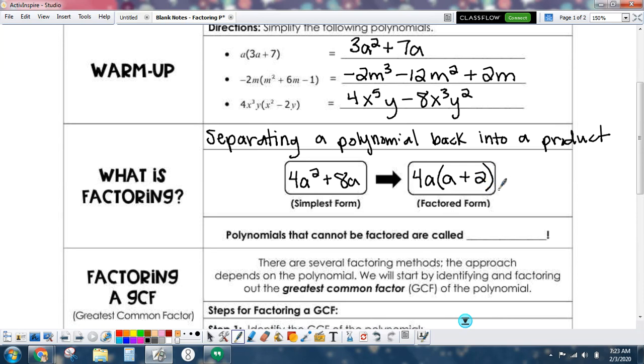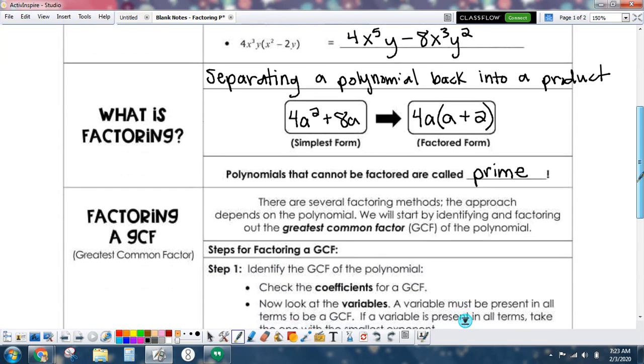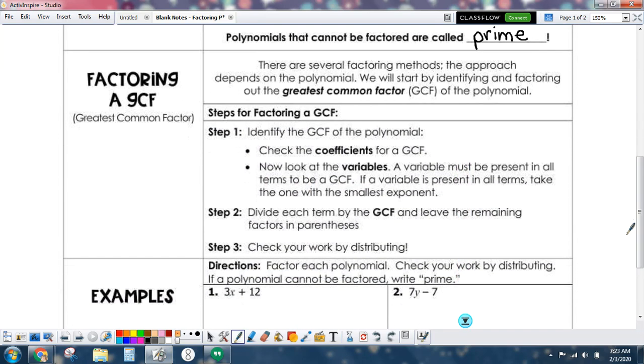Okay, so polynomials that cannot be factored at all are called prime. So if you get one that you can't do anything to, you would write the word prime. So there are several factoring methods, and the approach depends on what your polynomial actually is. Today we're starting by identifying and factoring out the greatest common factor.